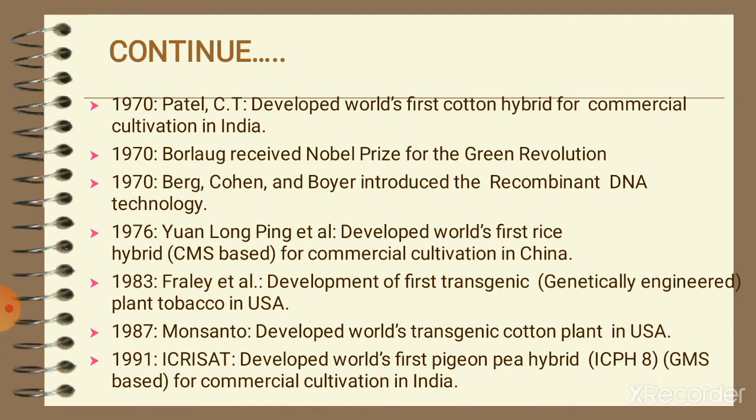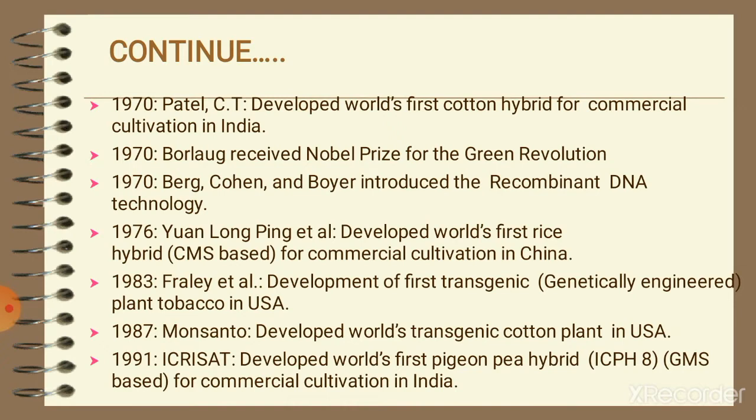In 1970, Berg, Cohen and Boyer introduced recombinant DNA technology. In 1976, Yuan Longping et al. developed the world's first rice hybrid by utilizing cytoplasmic male sterility for commercial cultivation in China. In 1983, Fraley et al. developed the first transgenic tobacco plant in the USA.